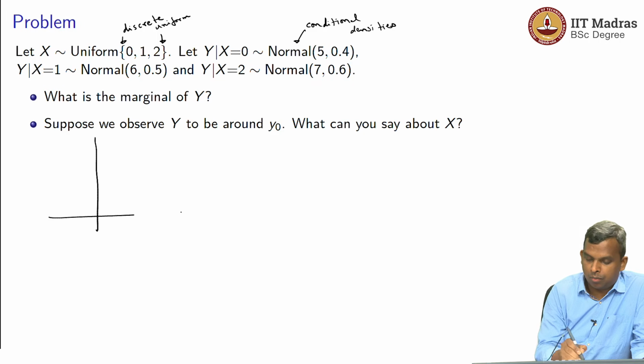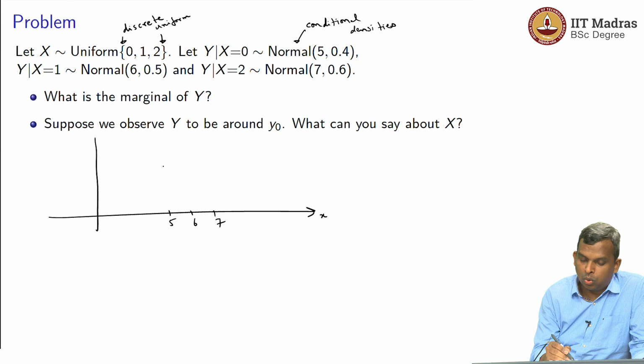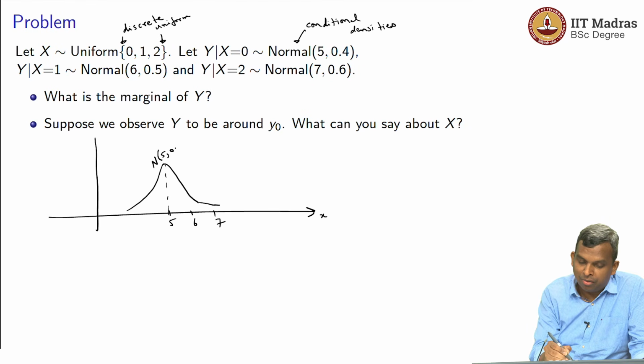So let's look at this 5, 6, 7. Maybe 5 is here, 6 is here, 7 is here. So this y given x equals 0 is normal 5 comma 0.4. 0.4 would be a low variance guy, so it goes a little bit higher and then falls off a bit faster. I don't know if this is correct or wrong, but anyway, this is how it will look. This is normal with mean 5 and variance 0.4.